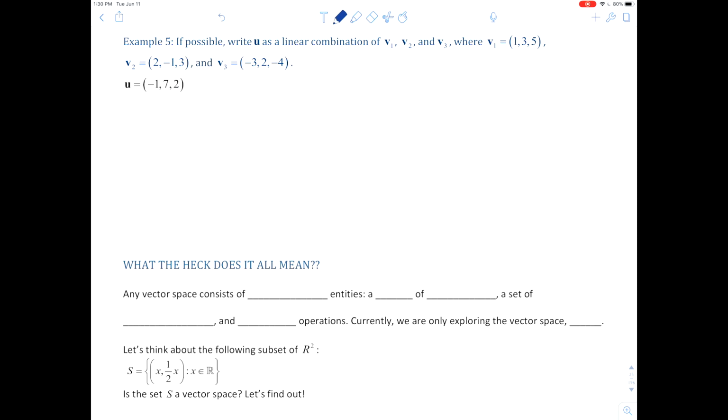Okay, so our next example, example 5, we've got vectors in R3 this time. So let's check it out. Again, we're doing the same kind of thing. We've got our u, and we want to know, does our vector u equal some constant times vector v1 plus some other constant times vector v2? All right, so let's do it. U is negative 1, 7, 2, and we want to see if we can find constants where when you multiply a constant C1 to v1, and, sorry, we're in R3, so that'd be C3 times v3.